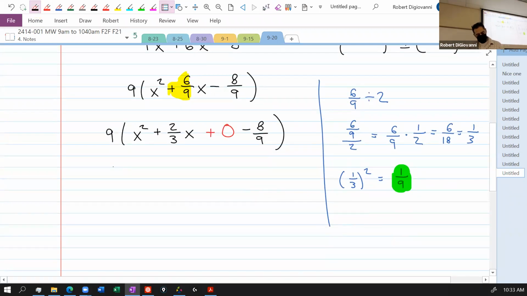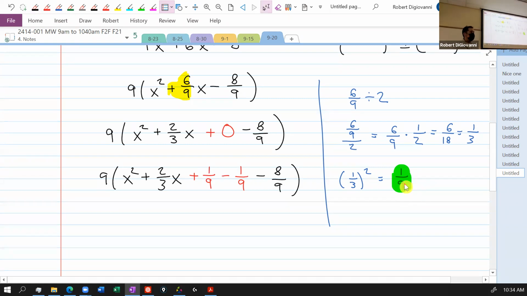Now, the way I'm going to write that plus nothing is going to be very clever. Watch. I'm going to write 9 x squared plus 2/3 x. Instead of plus 0, I'm going to do plus 1/9 minus 1/9. Now, where did that 9th come from? Well, that was that special number in green that we found. When you do this process of completing the square, you take the number in front, take half of it, then square it, and you get this magic number, 1/9. The reason we do it is that if we put that 1/9 here and here, added and subtracted, that's still 0.